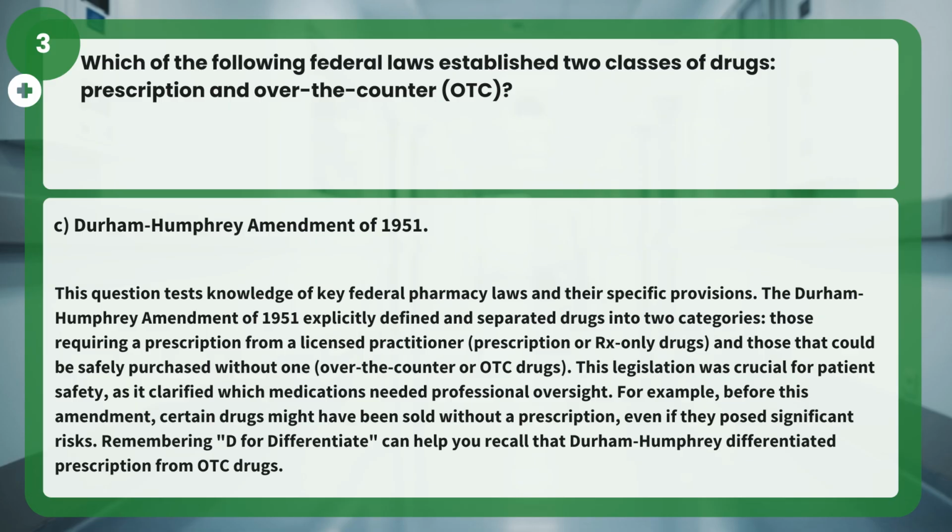This legislation was crucial for patient safety, as it clarified which medications needed professional oversight. For example, before this amendment, certain drugs might have been sold without a prescription, even if they posed significant risks. Remembering D for differentiate can help you recall that Durham-Humphrey differentiated prescription from OTC drugs.